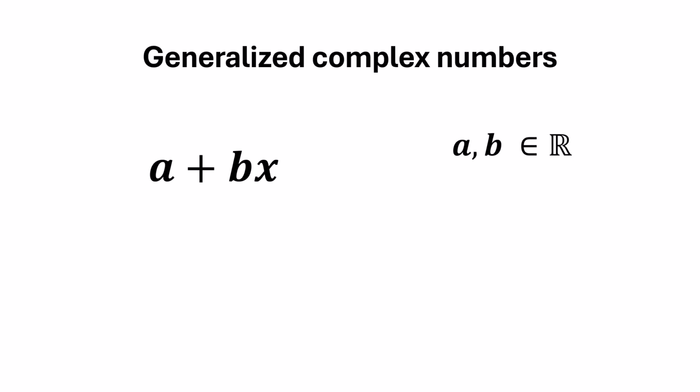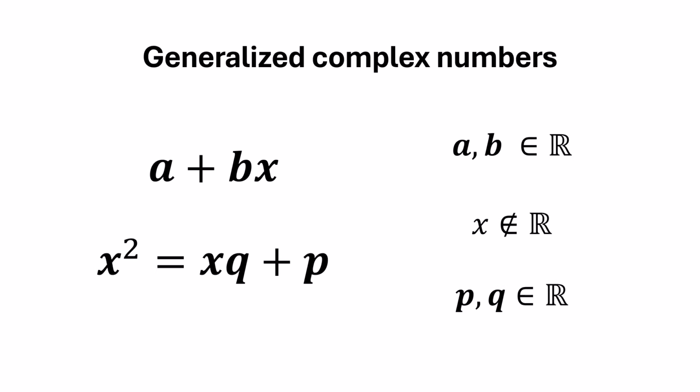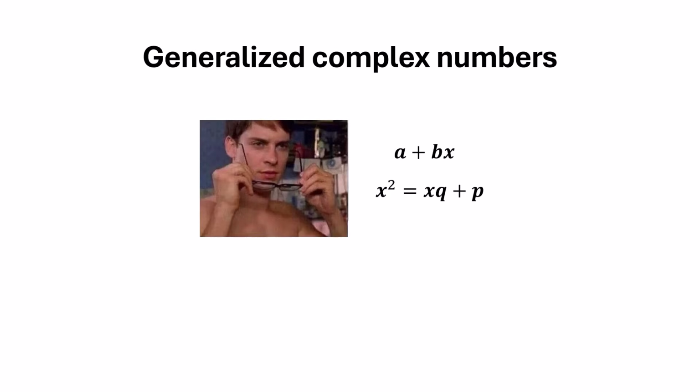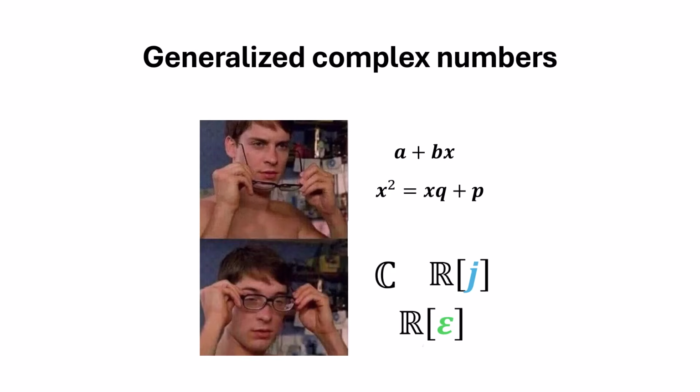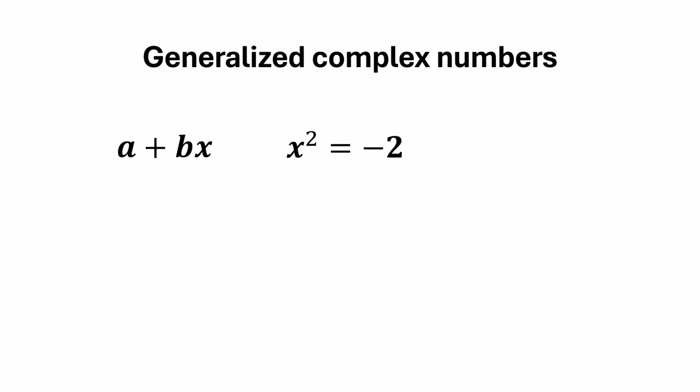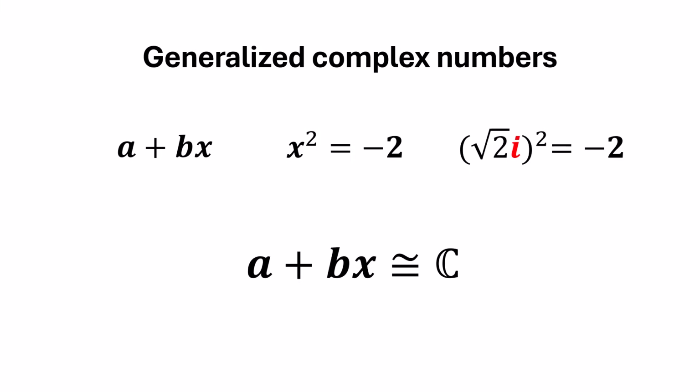They are numbers of the form a plus bx, where a and b are real numbers, and x is some new constant that equals x times q plus p when squared. It might look like we have created a huge amount of new number systems, but if we take a closer look, we will notice that they are actually the same as these ones we have already seen before. Let's take a look at x squared equals -2, for example. This number behaves just like square root of 2 times i. It's just the same as the complex numbers all over again.